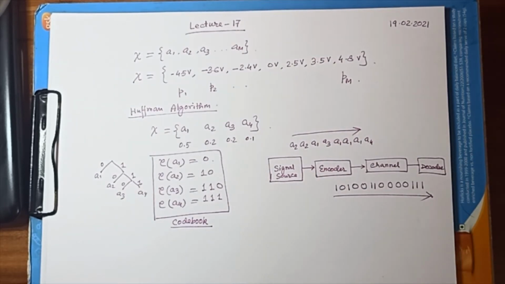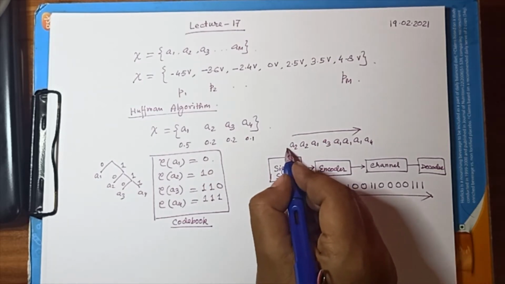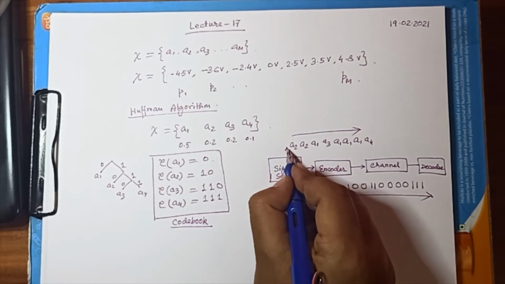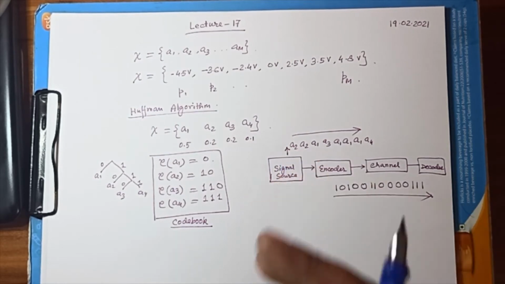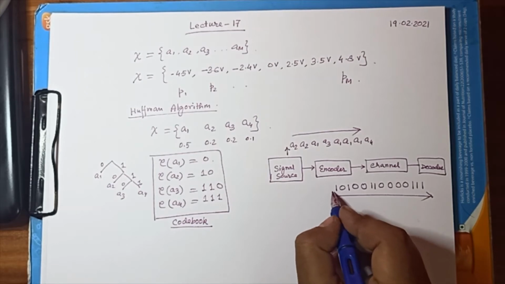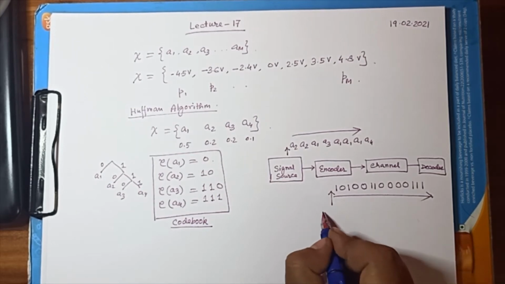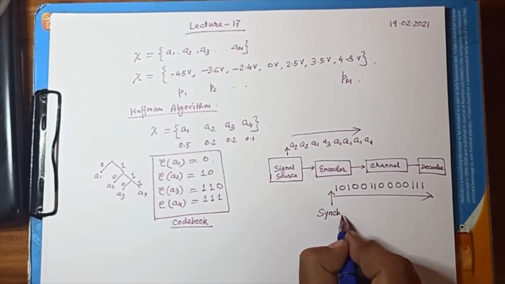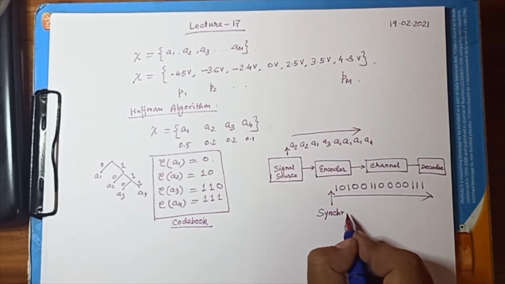For this, the important thing is synchronization. You should know what the starting point is, from where you should start. If this is the starting point, A2 is the first symbol. Here also there should be some synchronization mechanism. We will talk about that later when we talk about estimation, but of course there should be some synchronization mechanism.